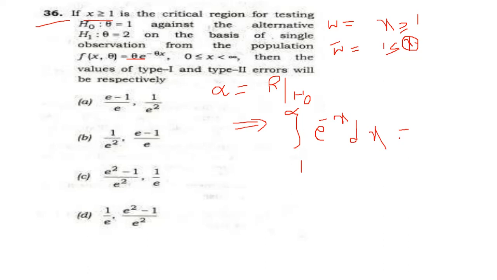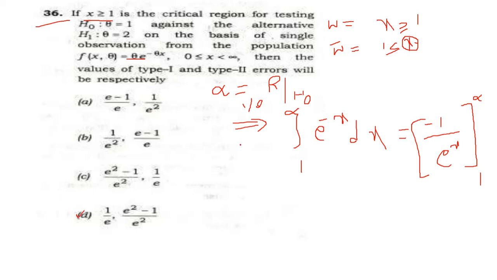When you solve this integration, what do you get? Minus 1 upon e power x. You substitute the limits, 1 to infinity. Here e power infinity goes to 0, and when you substitute 1, you get 1 by e. So 1 by e is the type 1 error. By observing the options, we can say this is the correct answer, but we can also solve for type 2 error.